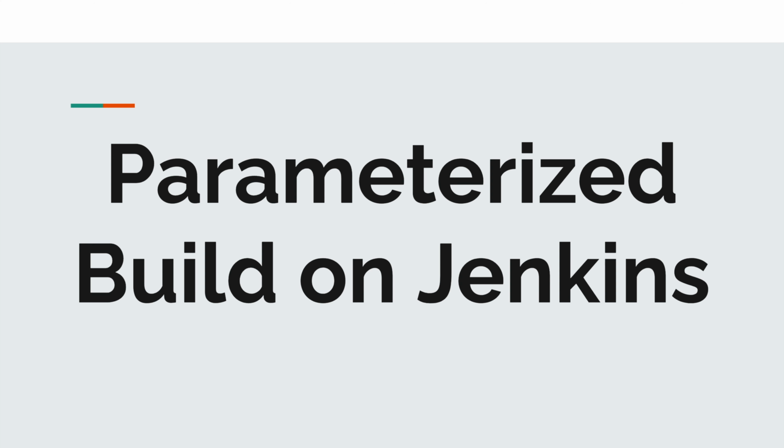In this video, we will learn how to run a parameterized build on Jenkins. So a lot of times we want to run a script on a staging environment and on a production environment, and the URLs of both the environments will be different. So to handle that, we can parameterize the URL and we can directly pick that from Jenkins.